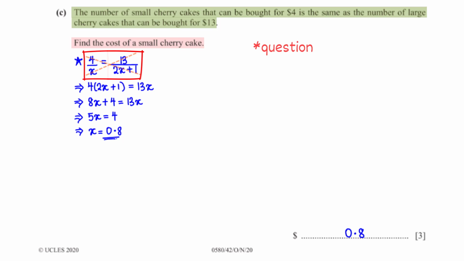From the equation, 4 over x is equal to 13 over (2x plus 1). We want to find the cost of a small cherry cake, which is x, and so we need to make x the subject of the equation. When we cross multiply, we get 4 times (2x plus 1) equals 13x. When we expand the brackets, 4 times 2x is 8x and 4 times 1 is 4. When we group like terms, we get 5x equals 4. When we divide both sides by 5, we get x equals 4 over 5. 4 over 5 in decimal is 0.8.